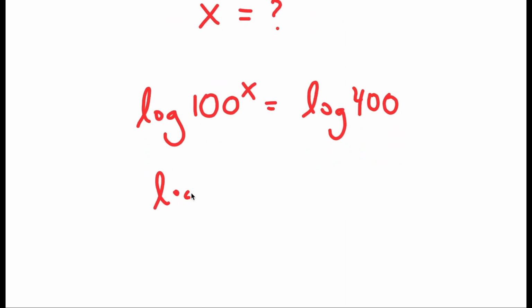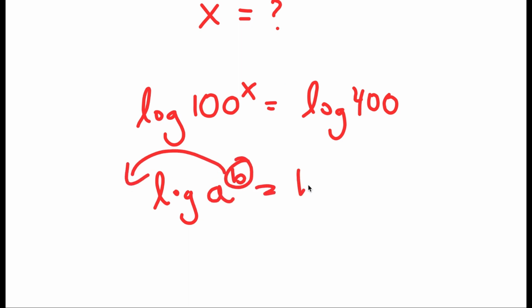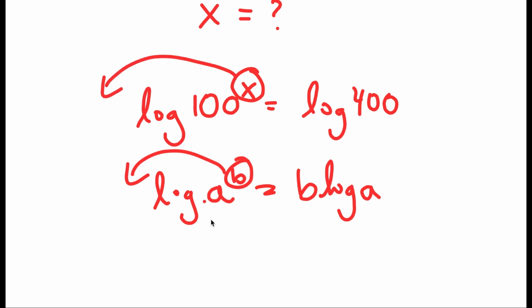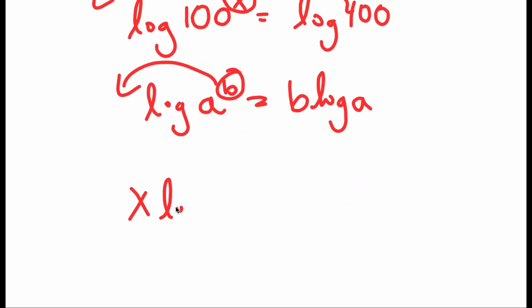And if I have something in the form log of a to the power of b, I can move this exponent b to the front, so I get b times log a. In this case, I have log of 100 to the power of x. I can move x to the front, so I get x times log 100 is equal to log 400.